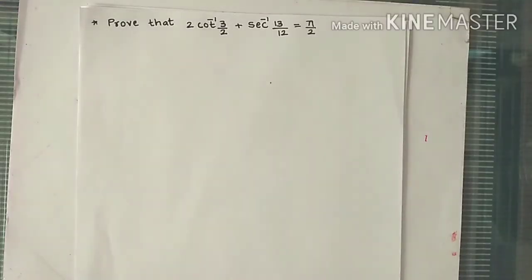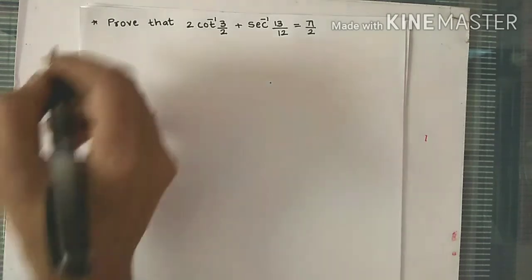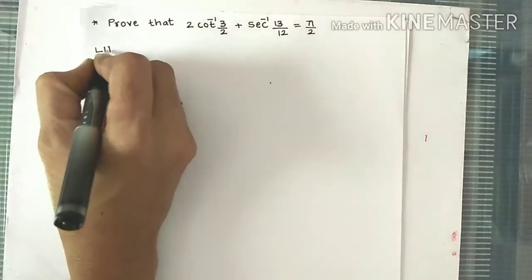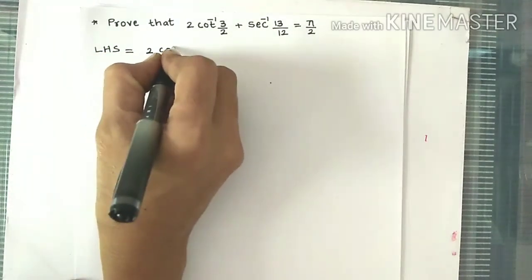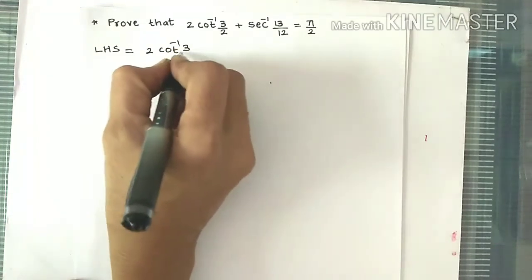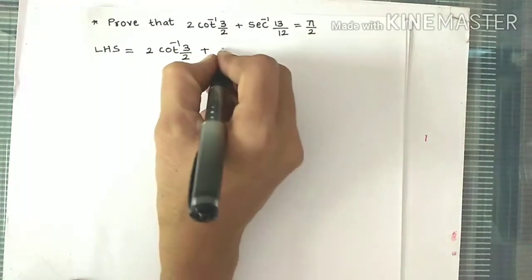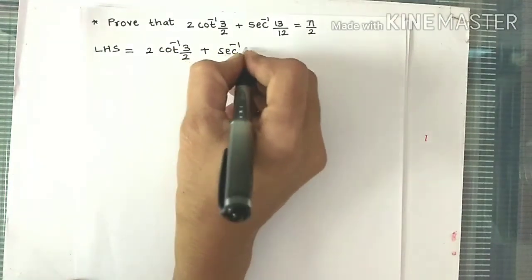We are going to solve some questions based on properties of inverse trigonometric functions. So the first question is: prove that 2 cot inverse of 3 by 2 plus sec inverse of 13 upon 12 equals pi by 2. So the left hand side is 2 cot inverse of 3 by 2 plus sec inverse of 13 upon 12.